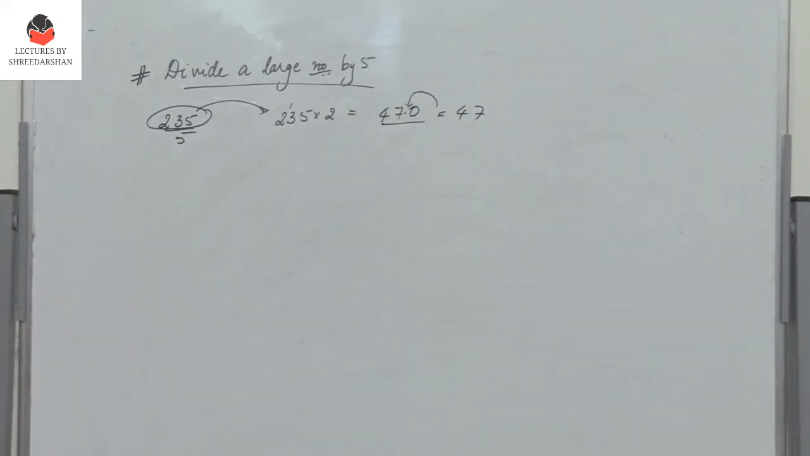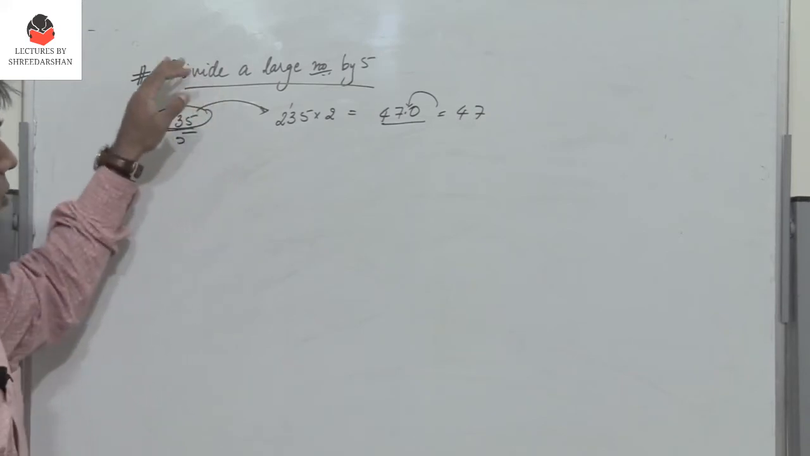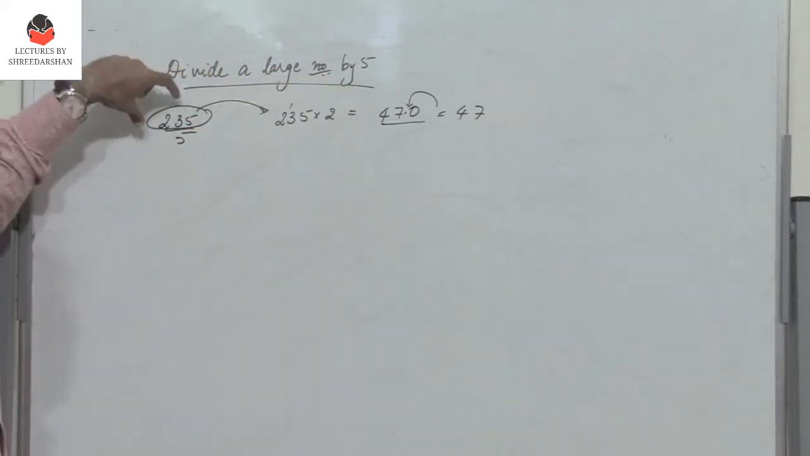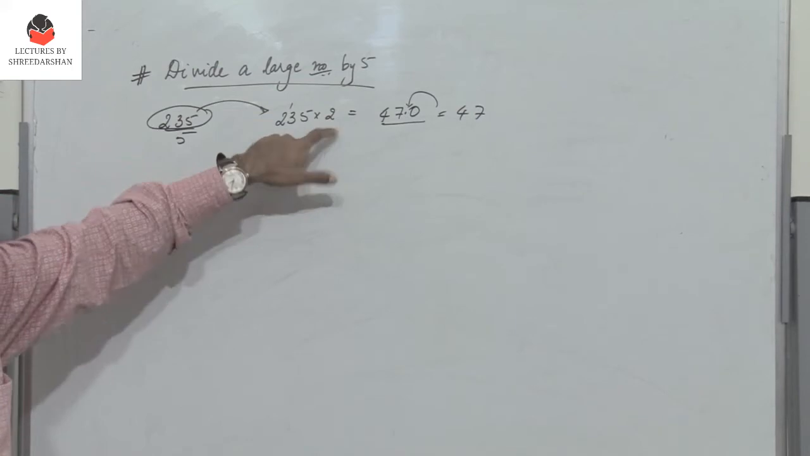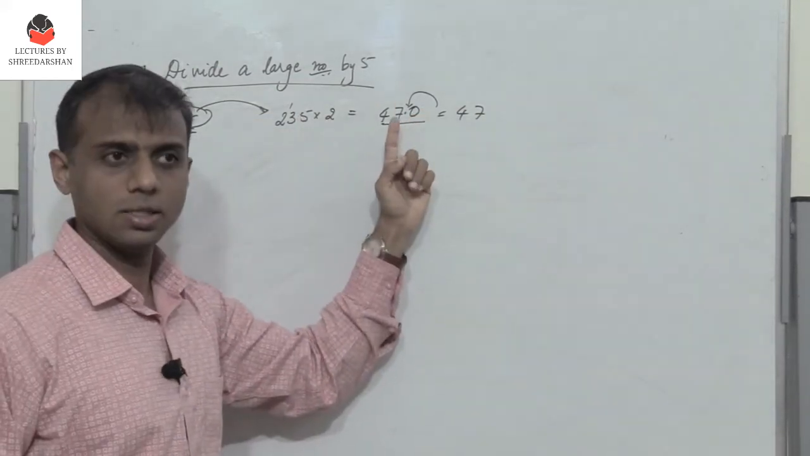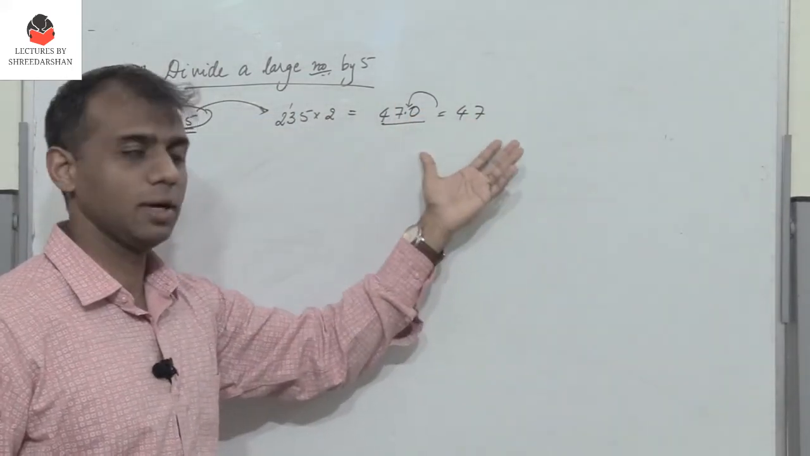So what is the procedure? The procedure is, if I need to divide a large number by 5, multiply the given number with 2. You get the answer, just shift the decimal point by one place, and that's the final answer.